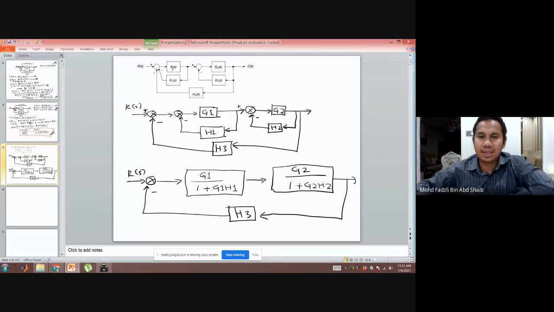Okay. Now we can see G1 over 1 plus G1 H1 and G2 over 1 plus G2 H2. It is in series, right? Can we multiply it together? Yes. Very good. This is CS. Can we multiply together? The answer is yes. So now G1, okay, we just combine it together.